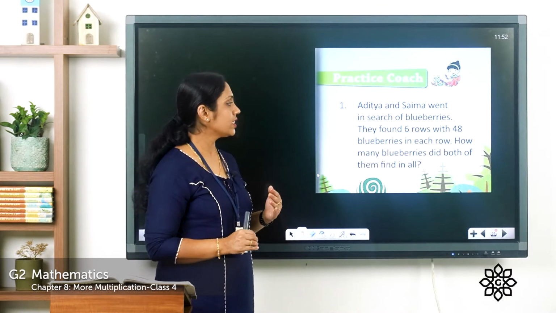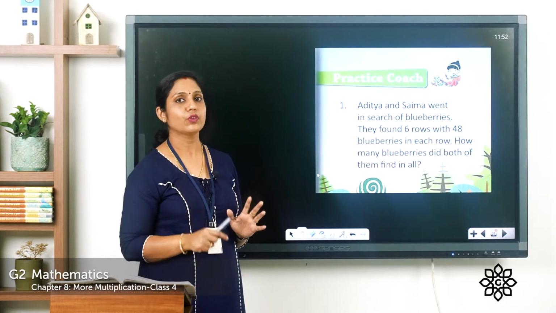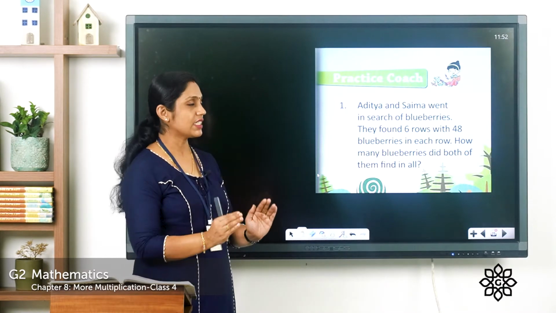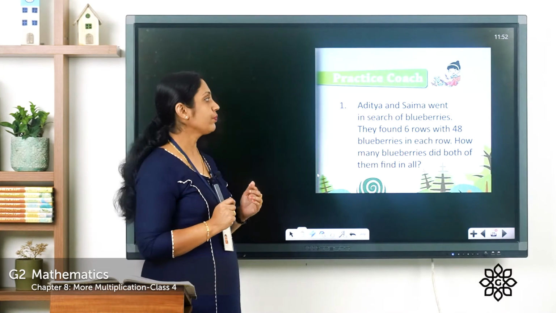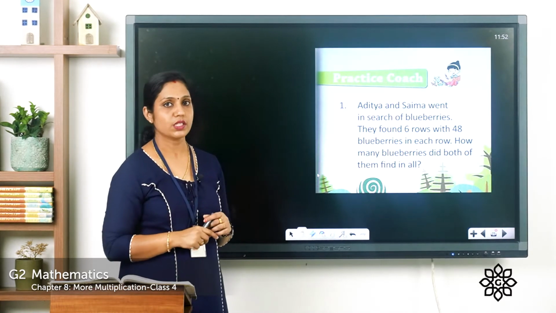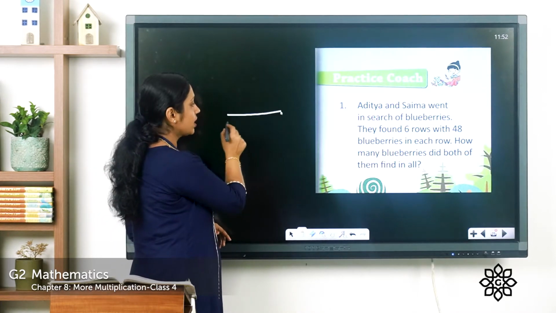How many blueberries did both of them find in all? So what is the question? Aditya and Saima, two children, went in search of blueberries and they found 6 rows. So they found 6 rows like this.